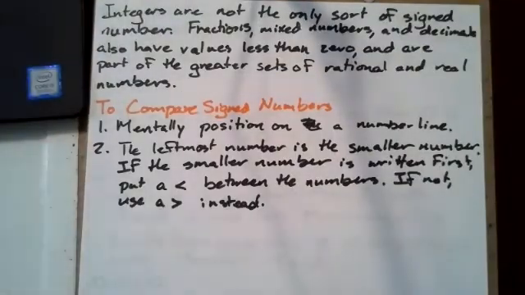Integers are not the only sort of signed numbers. Fractions, mixed numbers, and decimals also have values less than 0 and are part of the greater sets of rational and real numbers. To compare signed numbers, mentally position them on a number line. Then the leftmost number is the smaller number. If the smaller number is written first, put a less than sign between the numbers. If not, use a greater than sign instead.